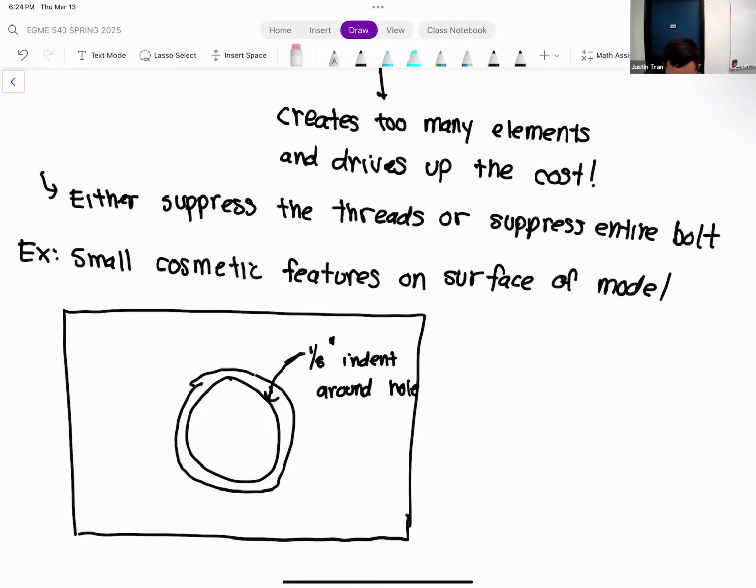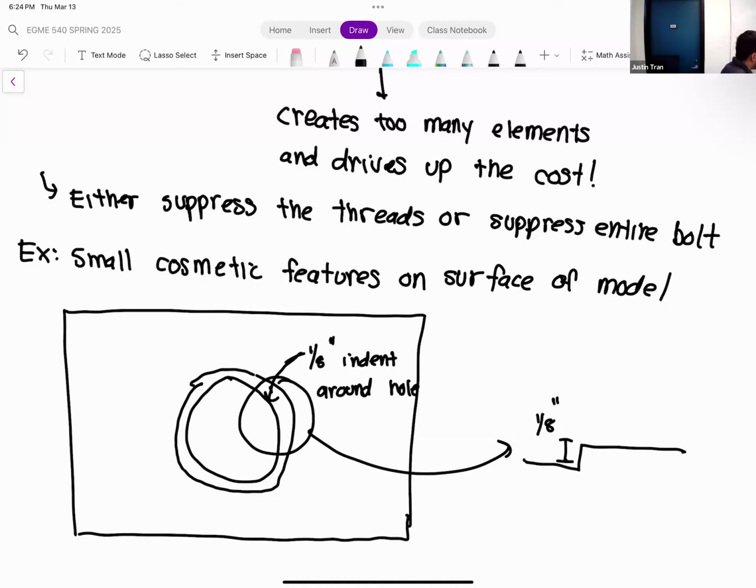Because if you look at a side profile of this ridge, you're going to have a situation where you have a little step here, where the height of this step is only 1/8 of an inch.